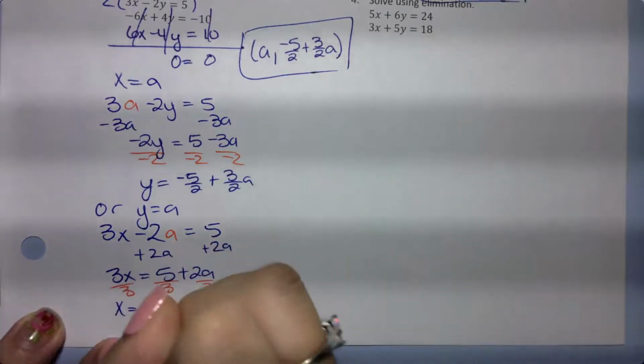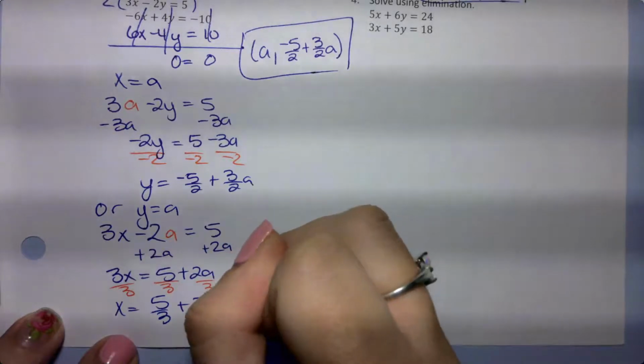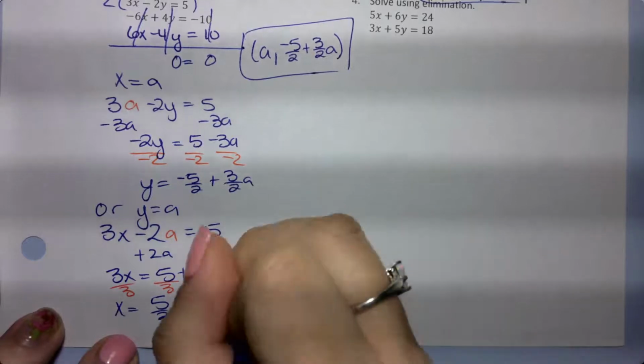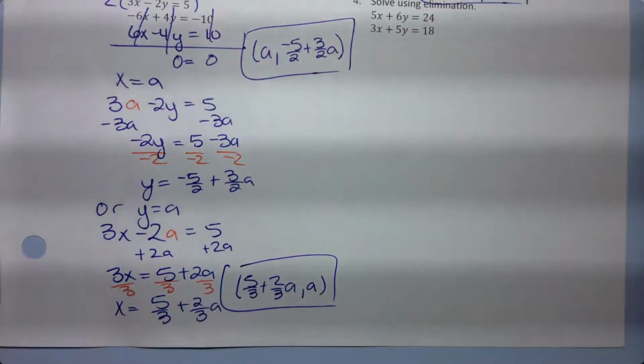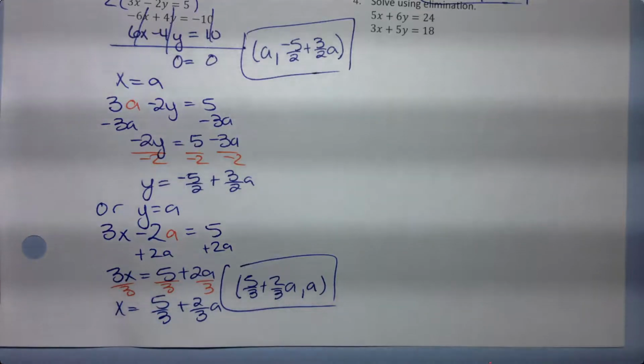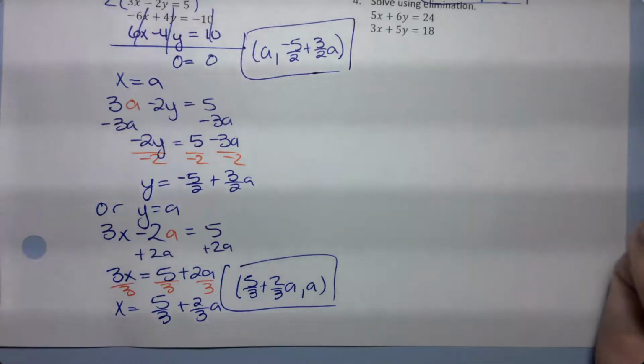So my coordinate point here would be 5/3 plus 2/3 a, comma a. Both of these answers would be correct on the test or on the quiz, and you only need to give me one of them. But I just wanted to show you how to solve out for both of these depending on which one you picked.